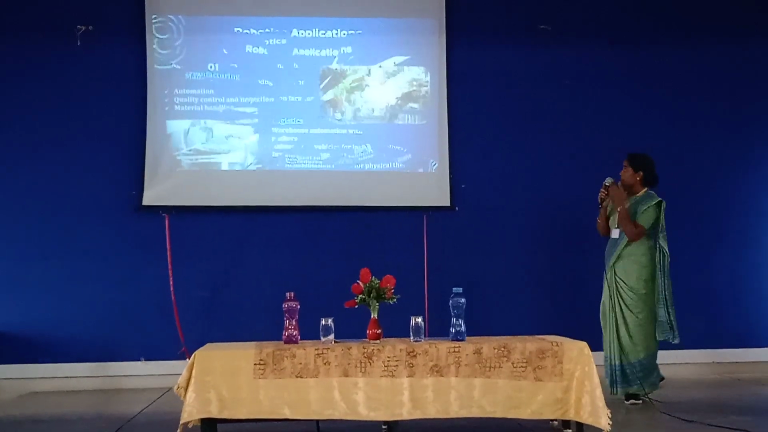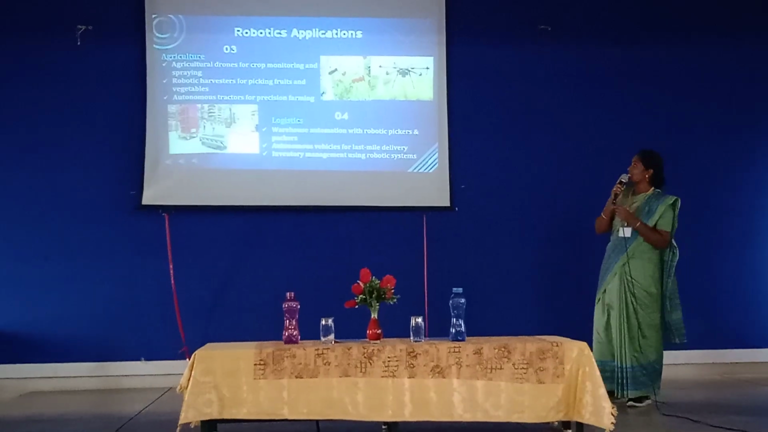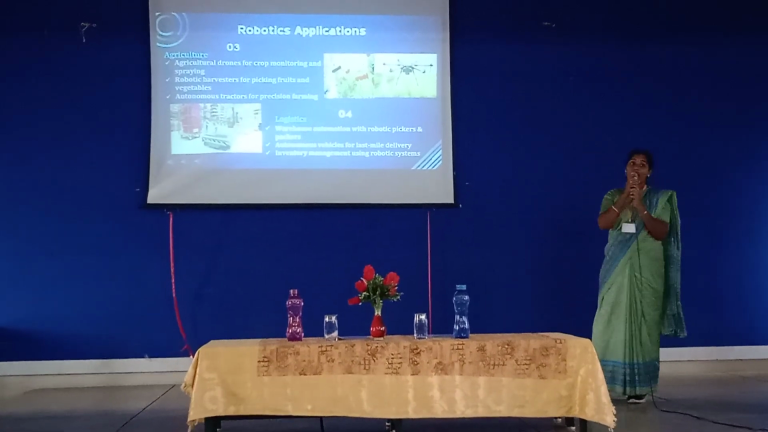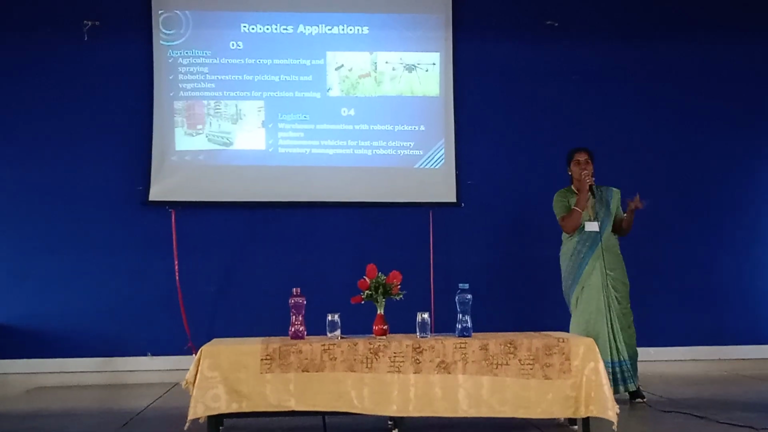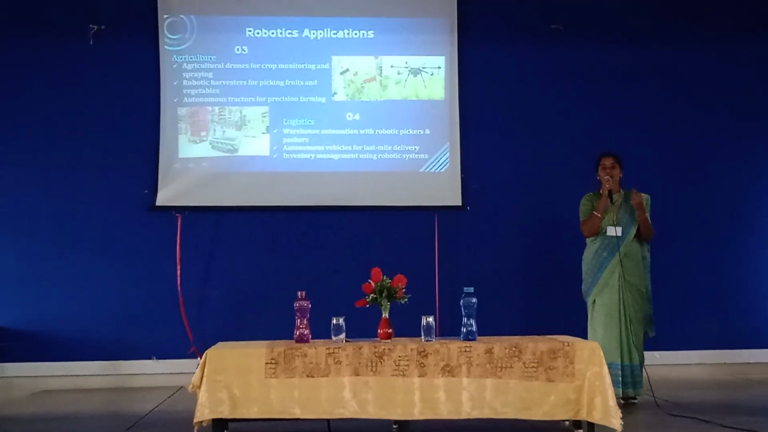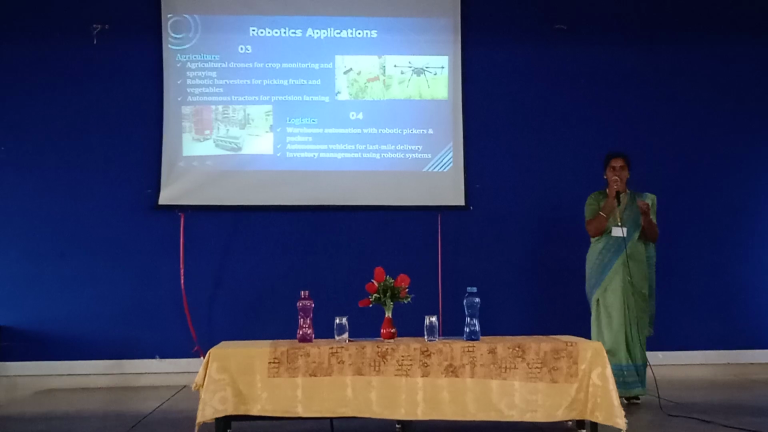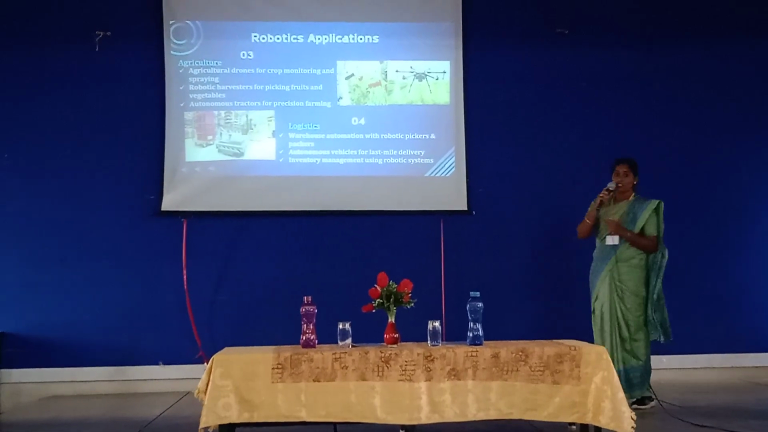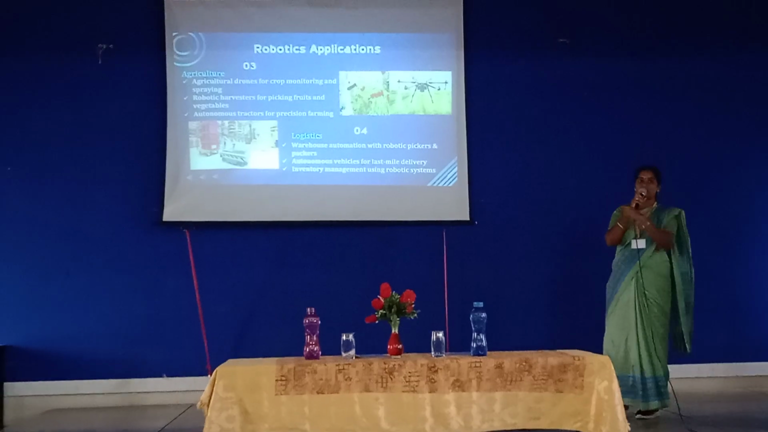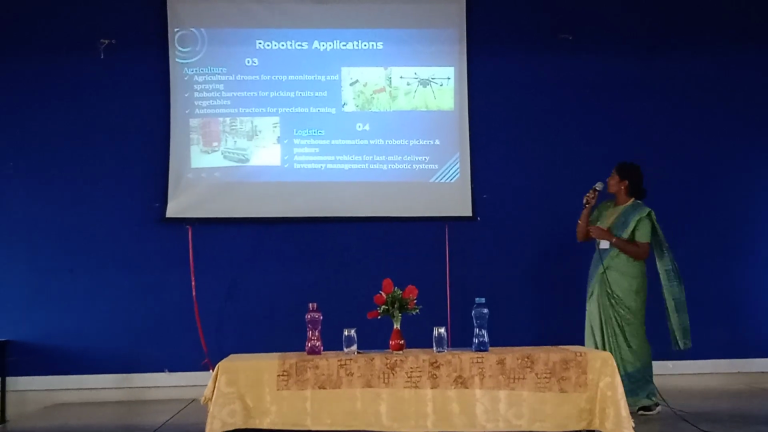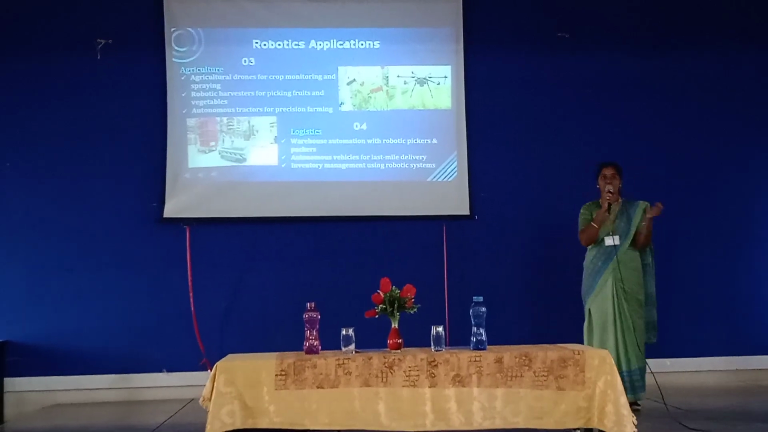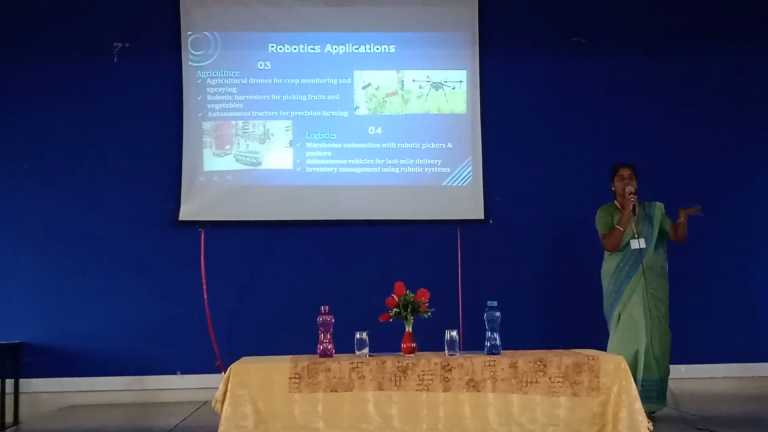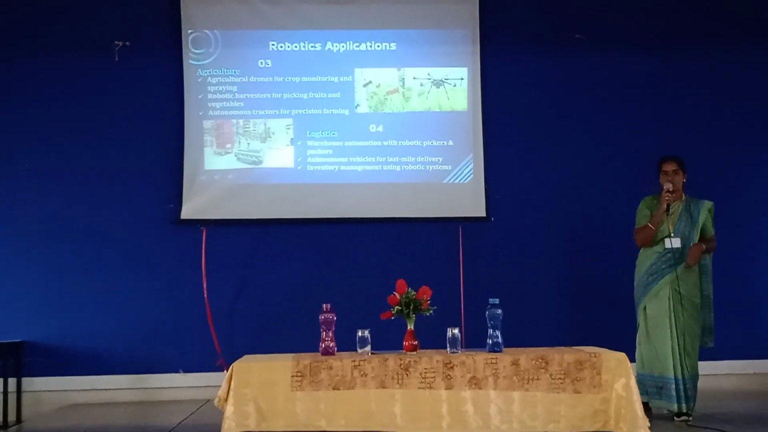The third one is agriculture. In agriculture, agricultural drones have been used for crop monitoring and spraying, and also for picking the vegetables and fruits. In that first picture, you can see, is it clear? The first picture, you can see a robot is picking the fruits. In the second picture you can see the agricultural drone is spraying the fertilizers in the agricultural farms.